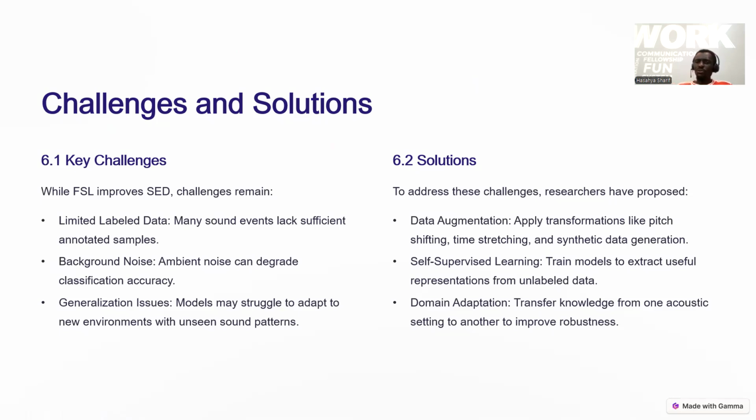Then the solutions. We do what we call data augmentation, where we apply transformations like pitch shifting, time stretching, and synthetic data generation. Then self-supervised learning, where we train models to extract useful information from unlabeled data. This makes the classification a bit easier because they usually do the correlations and the similarities to come up with the useful information. And then domain adaptation, where we transfer knowledge from one setting to another to improve robustness.